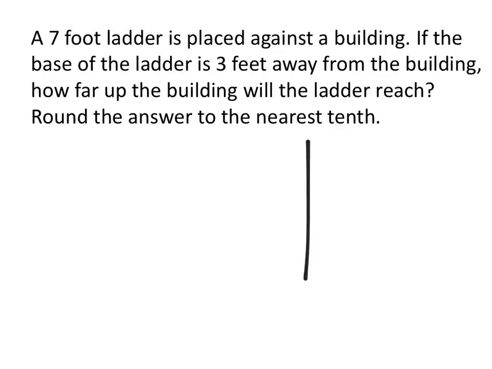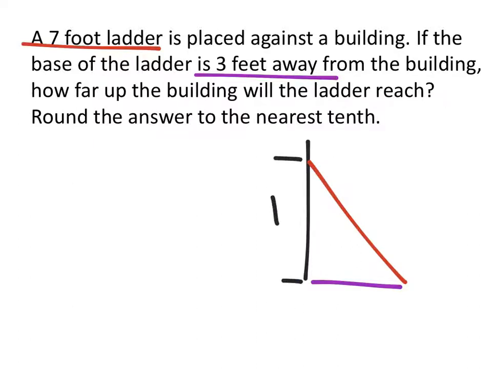We got the building right here. We got a 7-foot ladder, so it doesn't really matter where you place it against the building because it wants to know how far up the building it will reach. And while it's not proportional, this is 3 feet away, so we get a right triangle like this one. Okay, so again, we're looking for how high up. We'll use H for that. Up the building, this ladder will reach when the base is 3 feet away from the building. So that's 3 feet right there, and this is a 7-foot ladder.